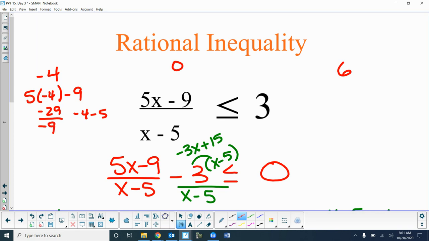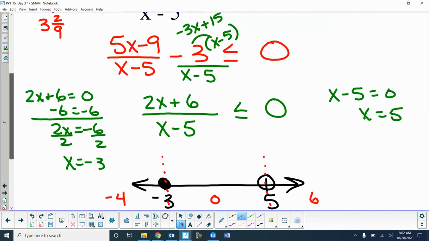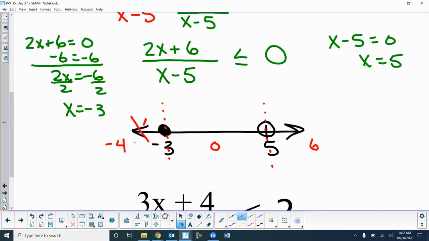What's two negatives? A positive, right? Okay. So 29 divided by 9 is 3 2/9. 2 left over, right? 9 goes into 27 3 times. Is 3 2/9 less than or equal to 3? Bigger, right? So we would not go towards this side.